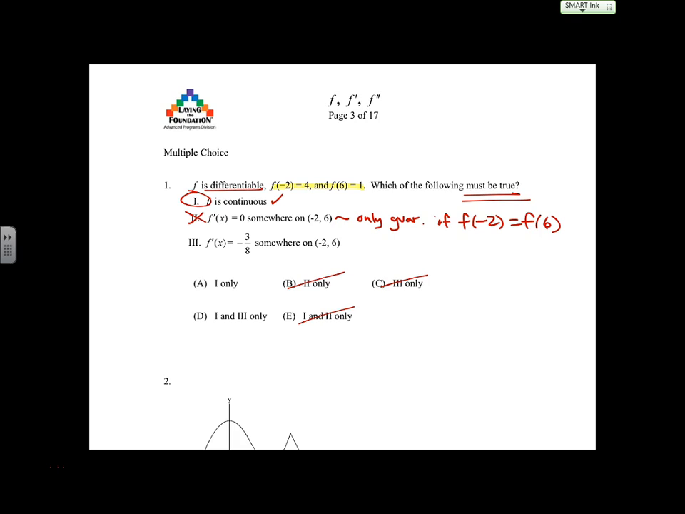What about 3? Kiddos, as soon as you see a rate or a derivative equal to a number, what must you think? MVT. And how do you check MVT? F of 4 minus F of negative 2 all over 6 minus negative 2. Is this guaranteed negative 3 over 8? Yes, it is by MVT. Therefore, final answer: D.